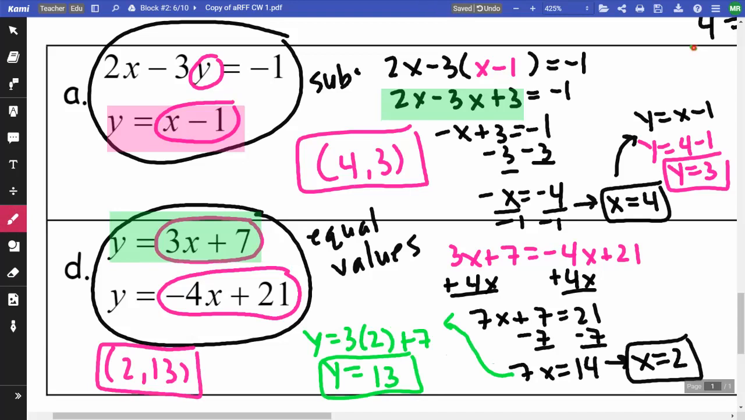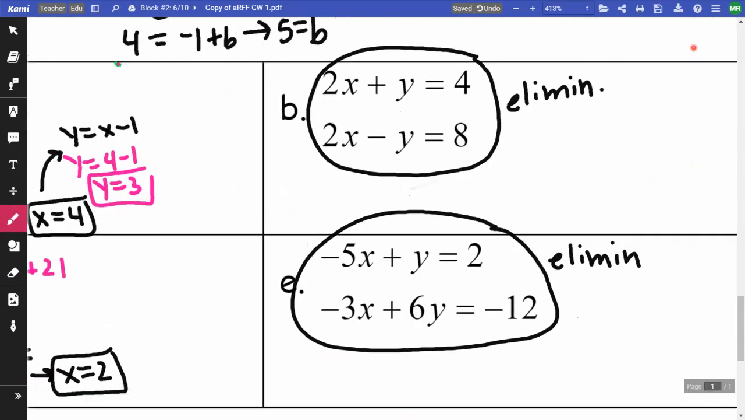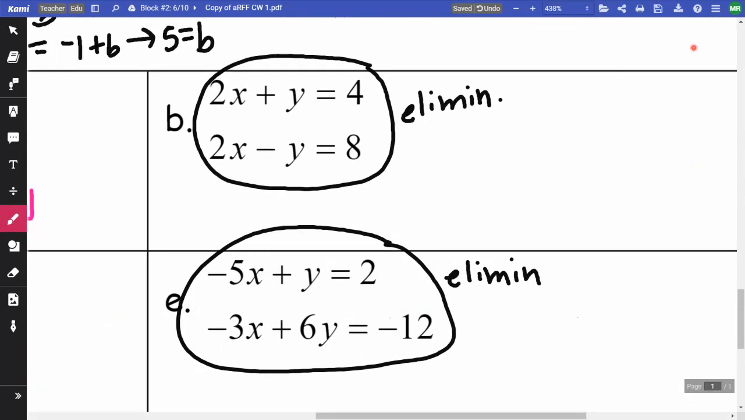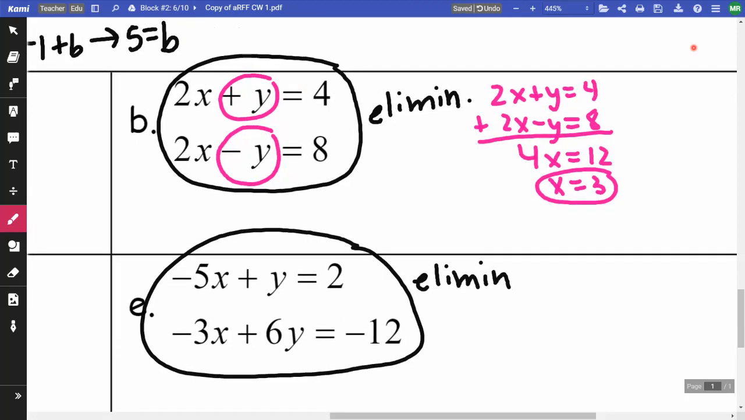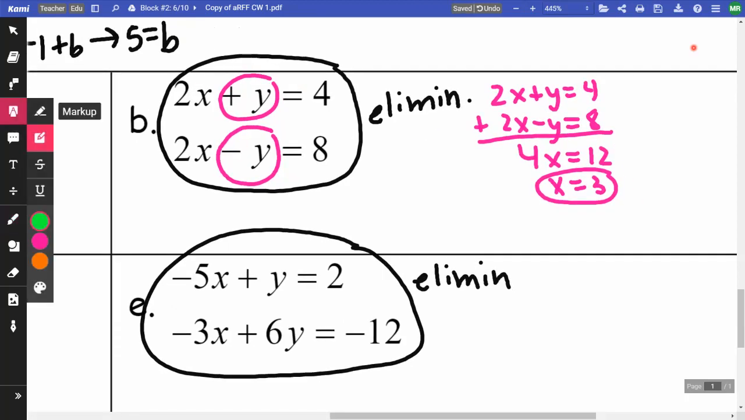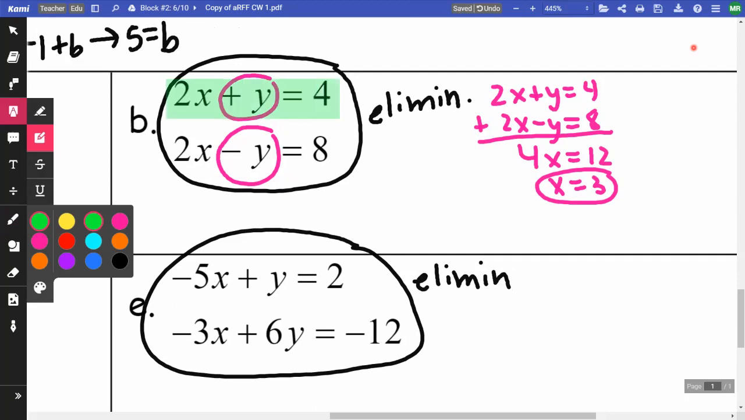Okay, now the other two are the ones I said I would use elimination. Now the first equation is nice because you have a positive y and a negative y. So I can just add these together and my y's will eliminate. So let me just rewrite it. Add. I get 4x is equal to 12. So x is equal to 3. I'm going to put that into either equation. I think I'm going to put it into the one that has a positive y, just because I would prefer that for myself.